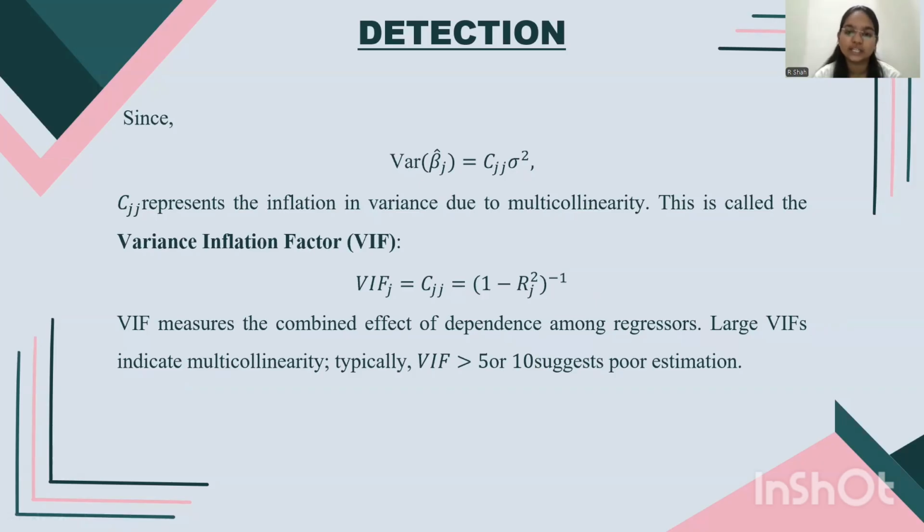Since variance of beta j cap is equal to Cjj sigma square, where Cjj represents the inflation in variance due to multicollinearity, this is called the variance inflation factor. VIFj is equal to Cjj, which is equal to (1 minus Rj square) inverse. VIF measures the combined effect of dependence among regressors. Large VIFs indicate multicollinearity. Typically, a VIF greater than 5 or 10 suggests poor estimation.